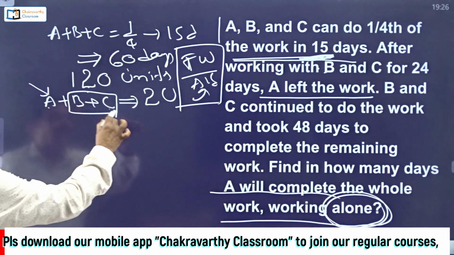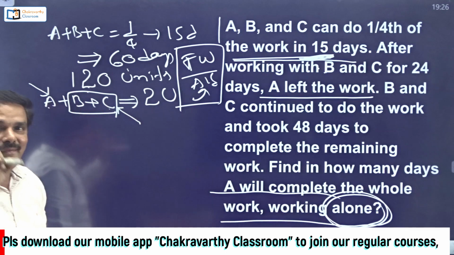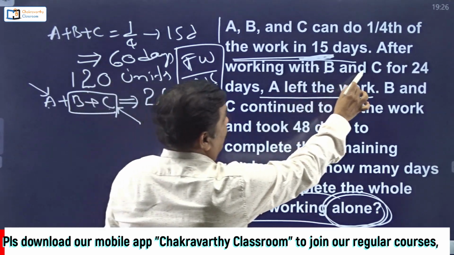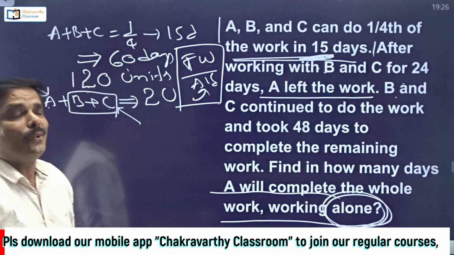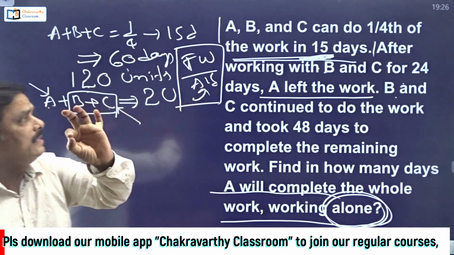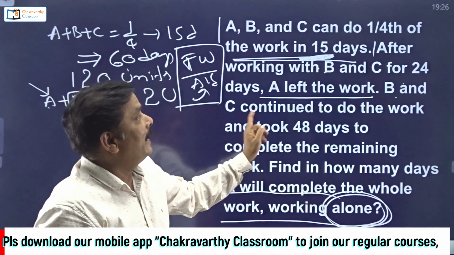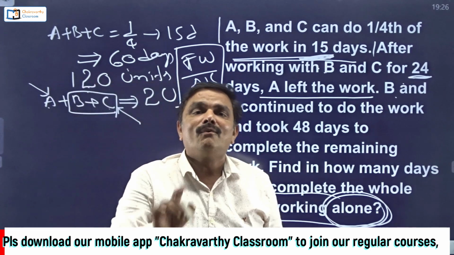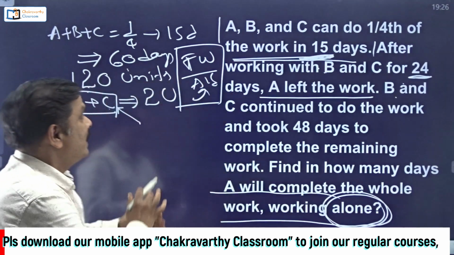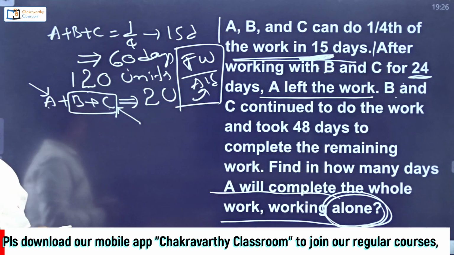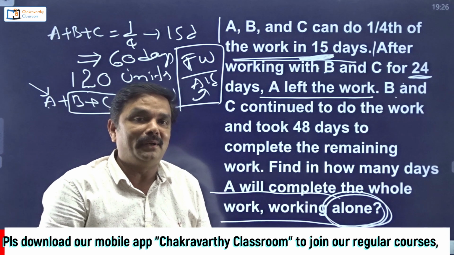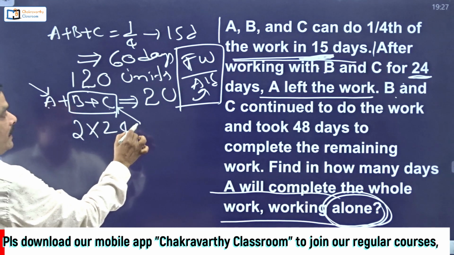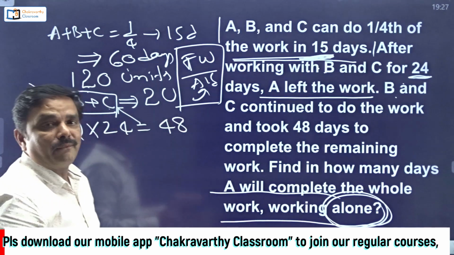Now my task is to find out the individual work of B and C together in 1 day. To go for this one, I can use the second clue. What is this one? A, B, C, all the 3 started the work together and A left after 24 days. And the remaining work has been done by B and C in 48 days. Now you see students, A, B and C together work for 24 days. That means how much work has been completed there? A, B and C's capacity is 2 units per day, into 24 days. They have completed 48 units of work.